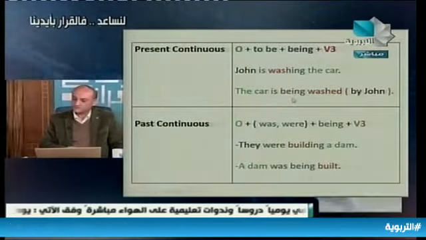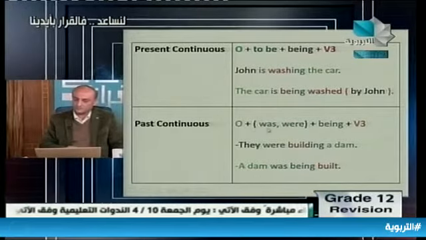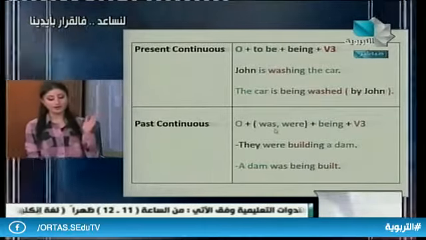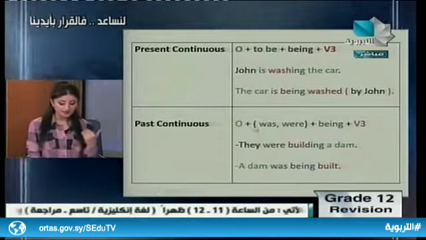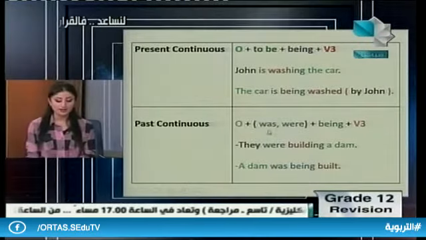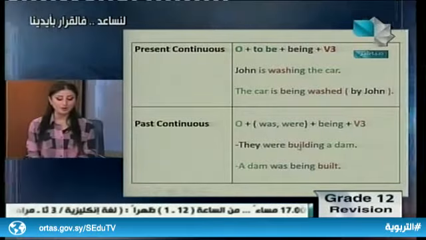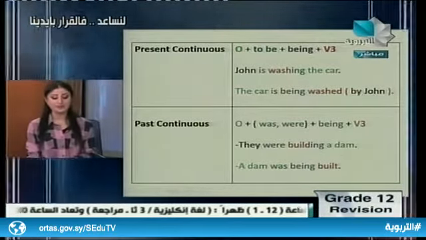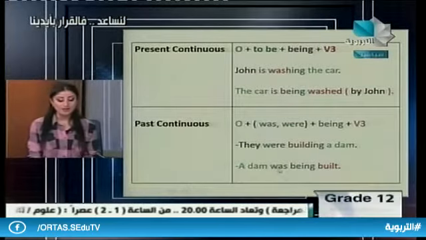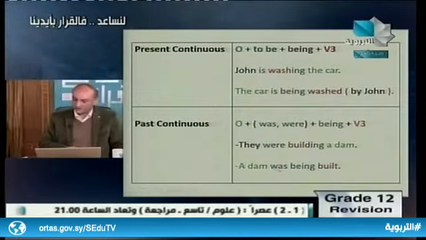If we have past continuous, it will change into object plus was or were, plus being, plus verb 3. If we have the verb to be in the past, I will use it in the past. For example, they were building a dam. They is the subject, were building is the past continuous verb, and a dam is the object. A dam was being built.